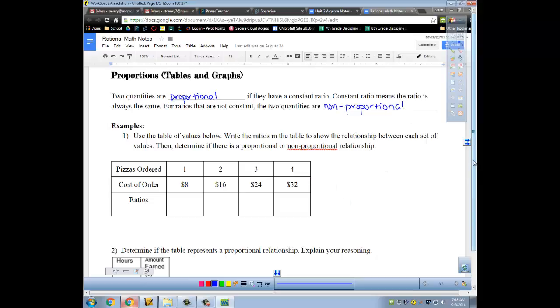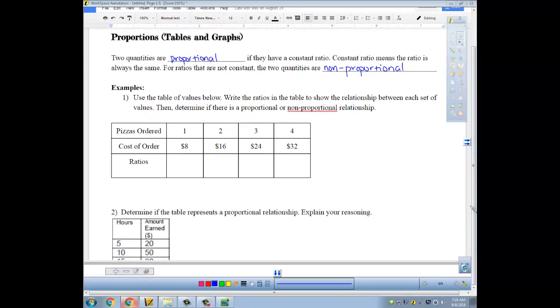So we're going to jump into some examples. It says use the table of values below. Write the ratios in the table to show the relationship between each set of values, then determine if there's a proportional or non-proportional relationship. So we talked about this a bit yesterday with figuring out the unit rate. That's what we are doing here, figuring out the unit rate. So we are dividing. Remember, money always goes first.